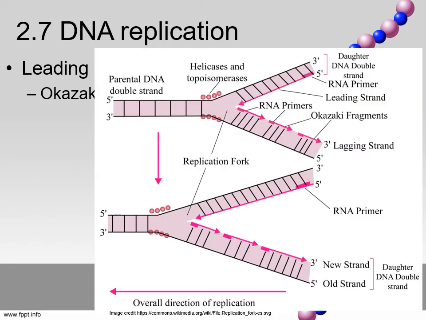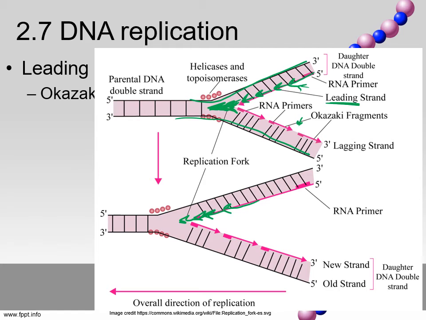Here's another image kind of showing that idea. So we've got our replication fork here. Helicase is opening up that DNA. So here are our original strands, and these are the new strands that we're building. On the leading strand, we can just follow that helicase and just keep copying. No need to stop. We can just keep going.